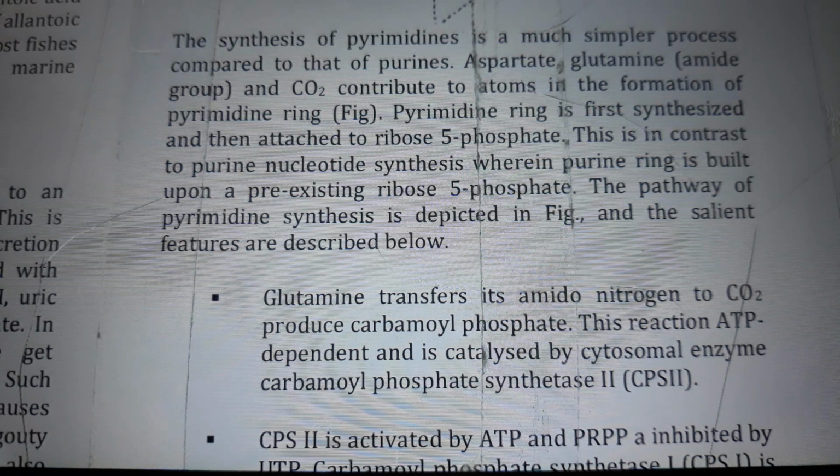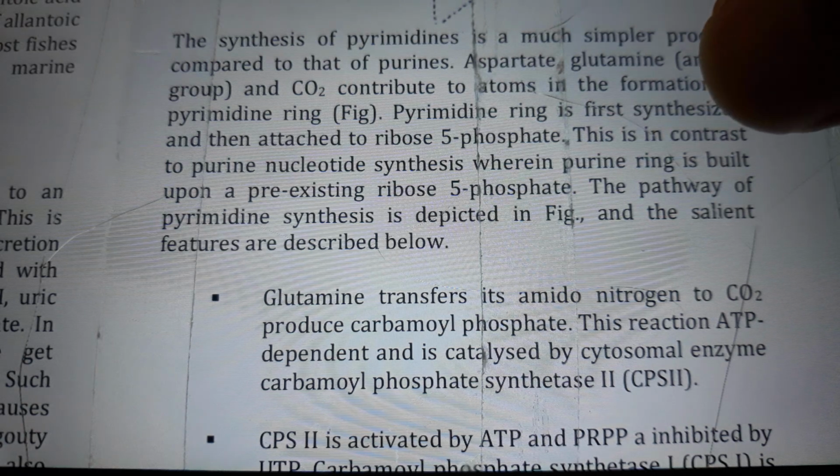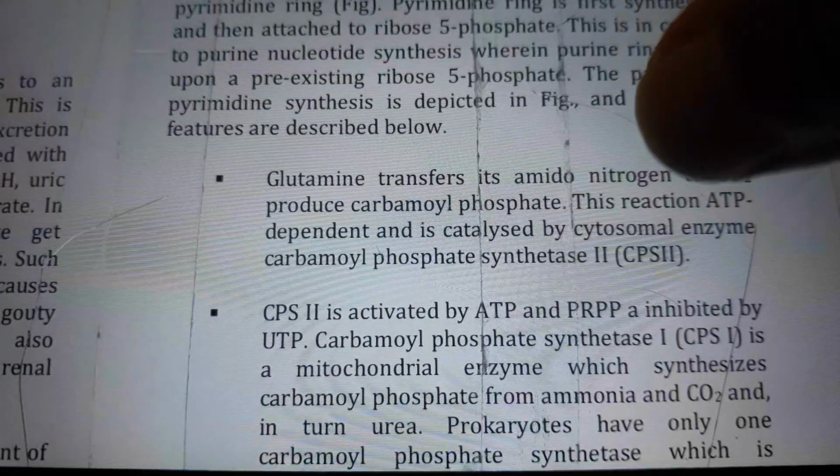Pyrimidine ring is first synthesized and then attached to ribose 5-phosphate. This is in contrast to purine nucleotide synthesis, wherein the purine ring is built upon a pre-existing ribose 5-phosphate. The pathway of pyrimidine synthesis is depicted below, and the salient features are described below.